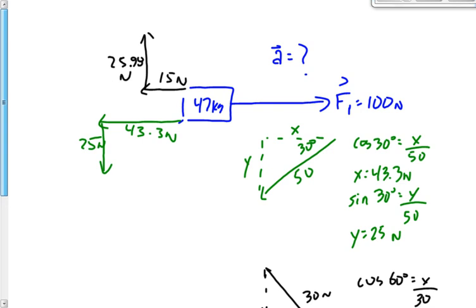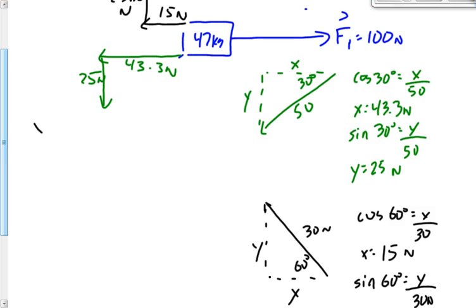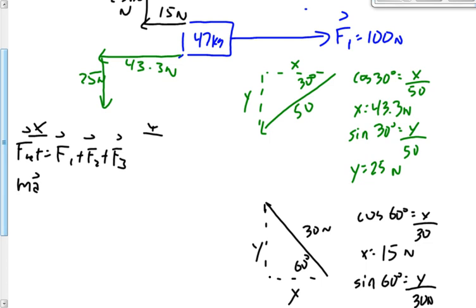Well, now I don't have any funny angles, but I still have vectors that are in more than one plane. If it was all this way or all this way, then I could just say F net is equal to the sum of the forces. But since there's some on both axes, I've got to do F net is equal to the sum of the forces twice. F net is equal to F1 plus F2 plus F3. How many people have the right answer so far? Okay. The net force is also m times a.